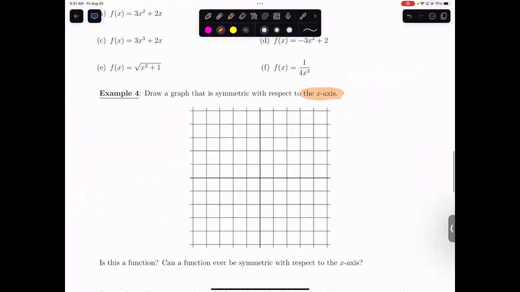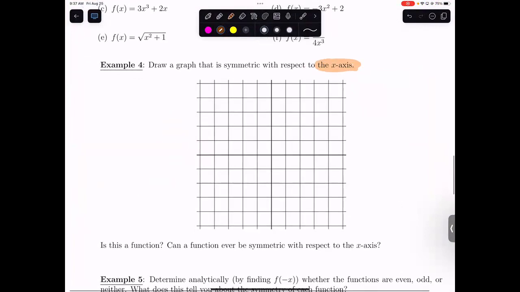But, okay, how about a graph that's symmetric with respect to the x-axis? X-axis is this one, right? That's the horizontal. So, I just want the top half to look like the bottom half, but mirrored, right? Okay, so what about something like that? Forget my drawing, but you see what I'm going for, right? Okay, that's symmetric with respect to the x, right? The x acts like the mirror.